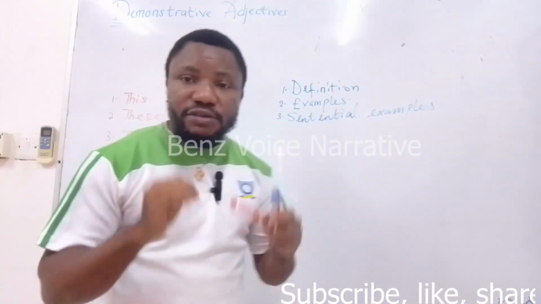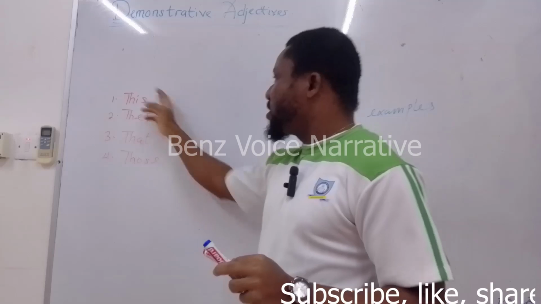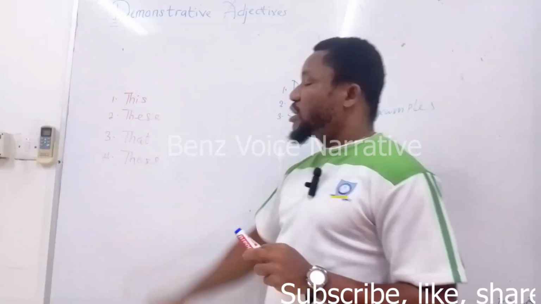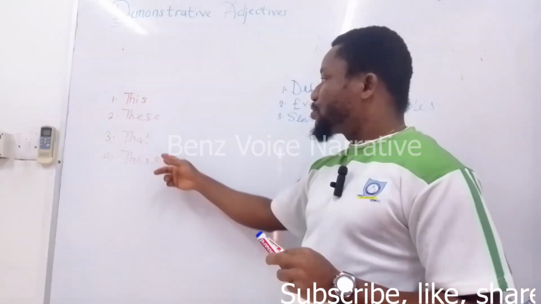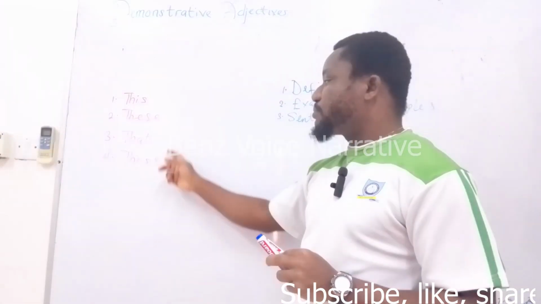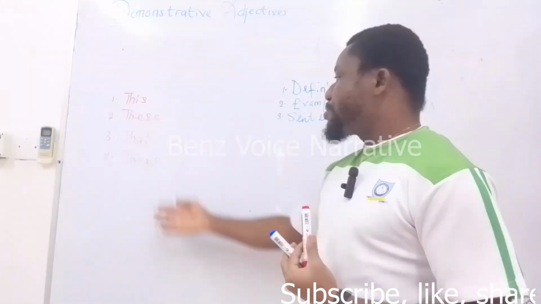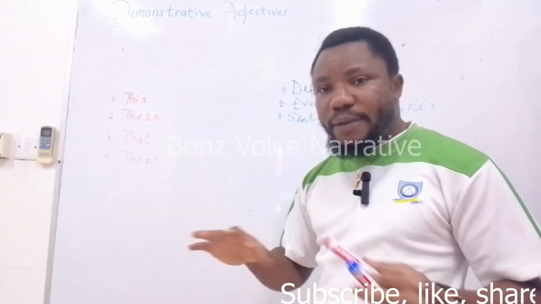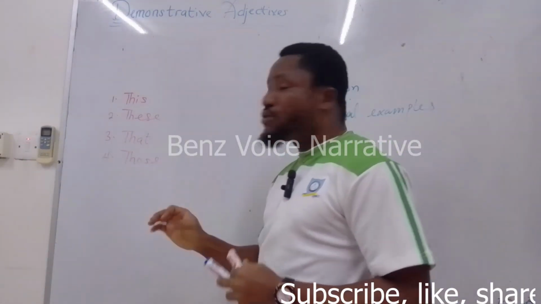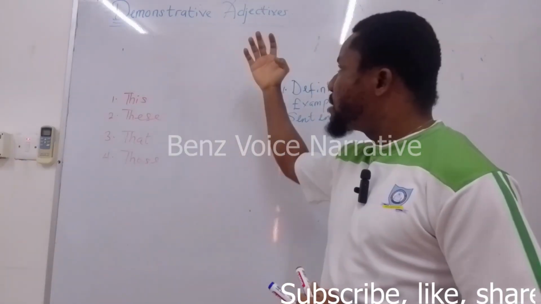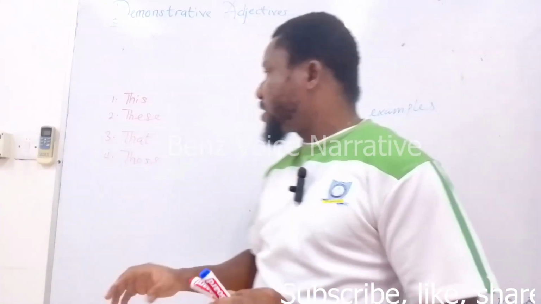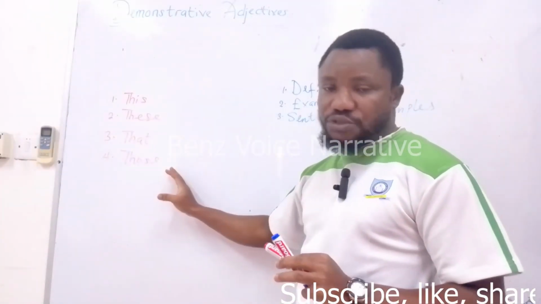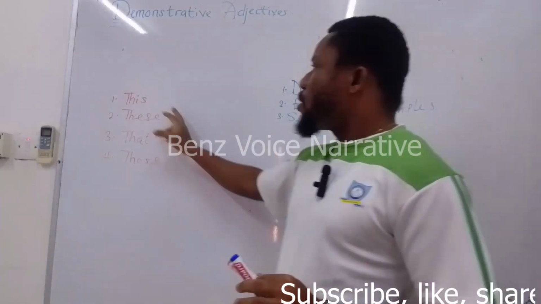Like I always say, there is no standard way of arranging or listing the examples of demonstrative adjectives. If you like, you may want to start listing from this, and you go to that, and you go to these, and you come to those. You might want to start with those, that, this, these. So it all depends on you. All that matters is that you know that we have 4 examples of demonstrative adjectives in the English language. The first is this, these, that, and those. These are the 4.